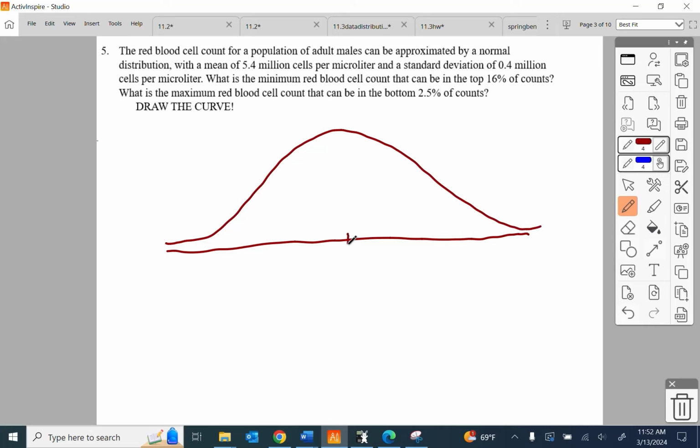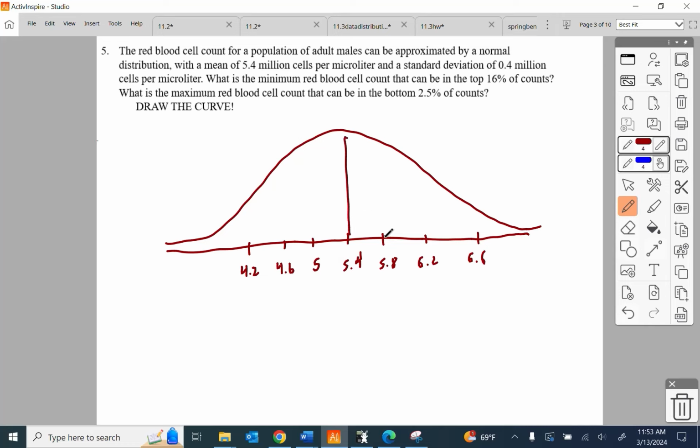I understand you could just look at a picture, but the goal is retention here. We have a middle of 5.4, and we always go 3 above and 3 below because that accounts for 99.7% of the graph. If I take away 0.4, I'm at 5. If I take away 0.4 again, I'm at 4.6. If I take away another, I'm at 4.2. If I start at 5.4 and I add 0.4, I'm going to be at 5.8, then 6.2, and 6.6.